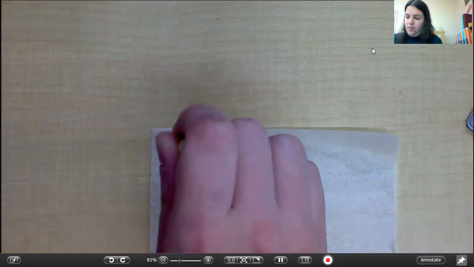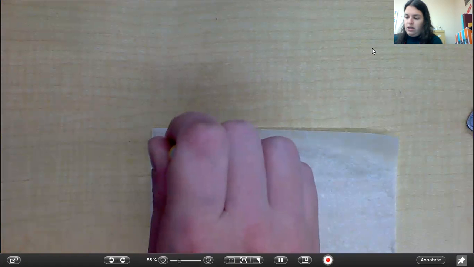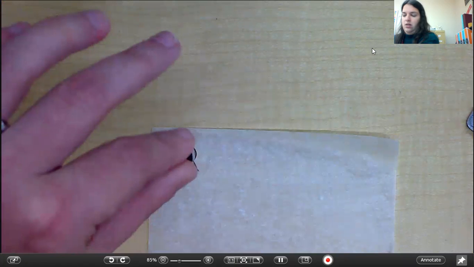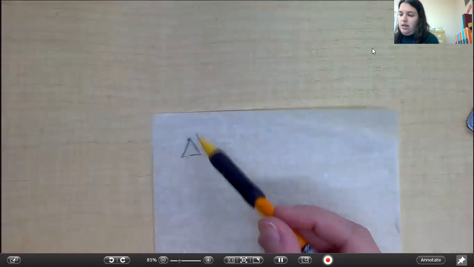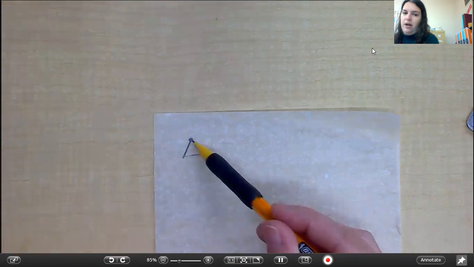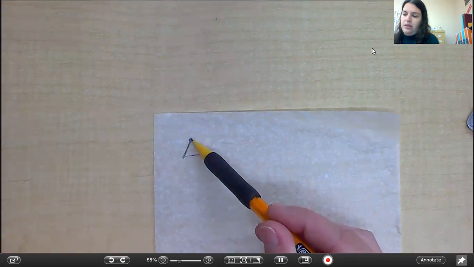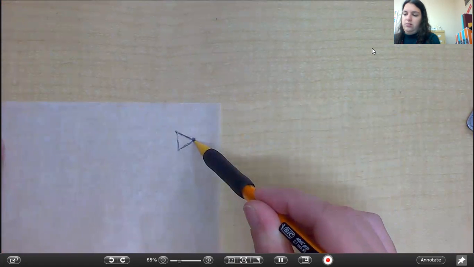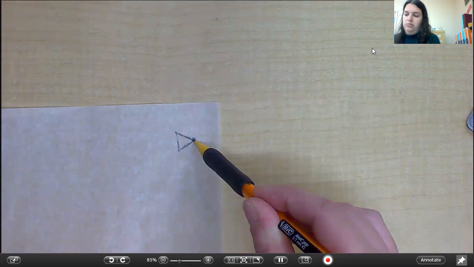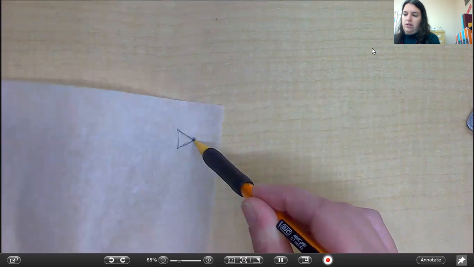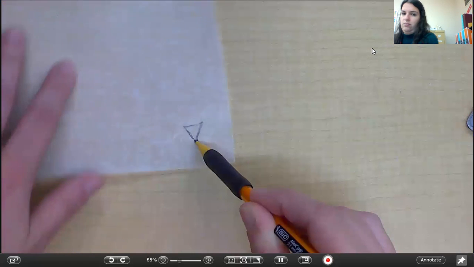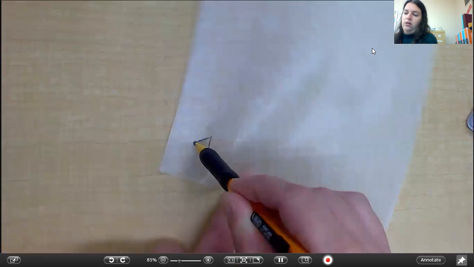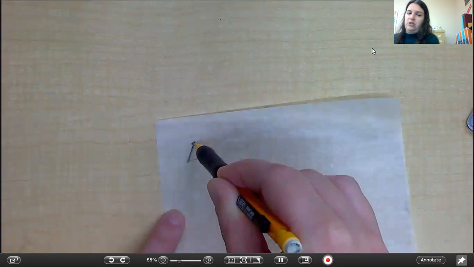If I wanted to go 90 degrees clockwise, and I know this is hard to see because my hand's in the way, my pencil is here on this point. If I wanted to rotate this 90 degrees clockwise, I'm turning it once. That's the way the clock is going. Could do it again if I wanted to go another one. Could do it a third time, or a fourth time gets me right back to where I was.